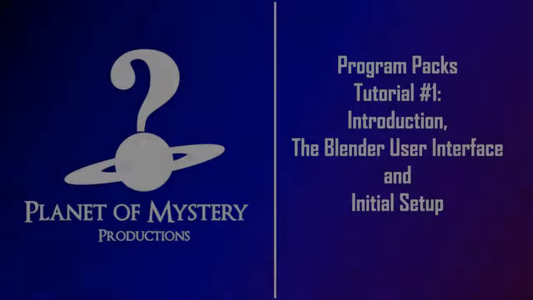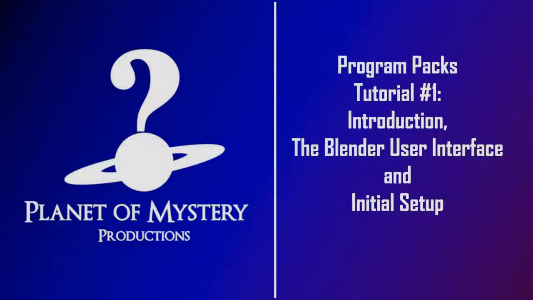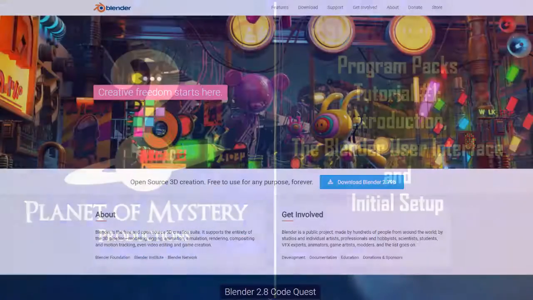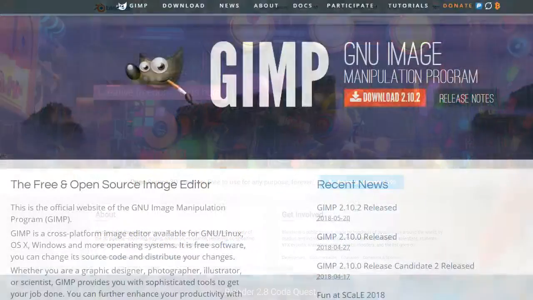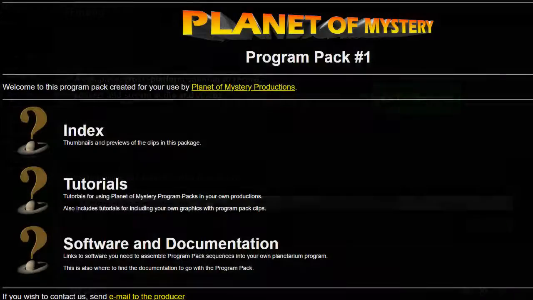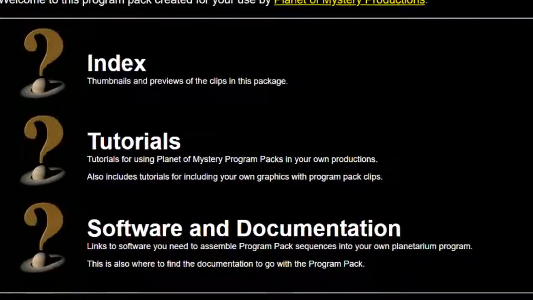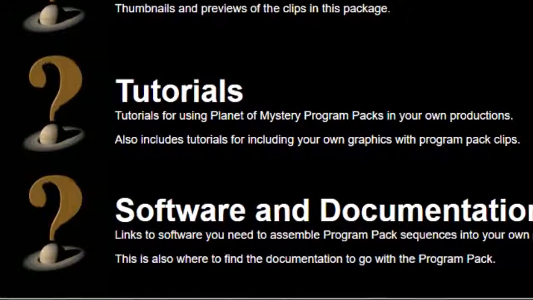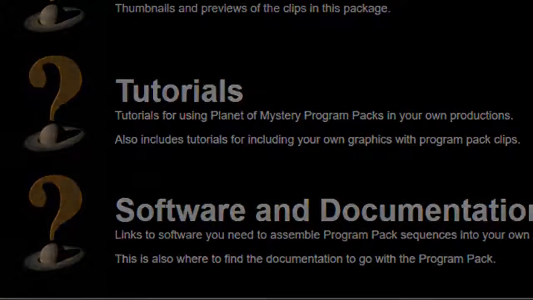Welcome to the 9-part tutorial series on how to use Planet of Mystery Productions program packs to create programs that you can use in your planetarium. All the software used for production in these tutorials is open source and available for download. Click on the Software tab on the main page of the documentation that was included on the program pack media for links on getting the software.